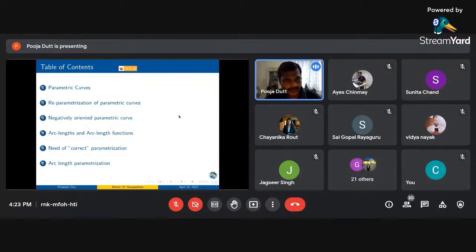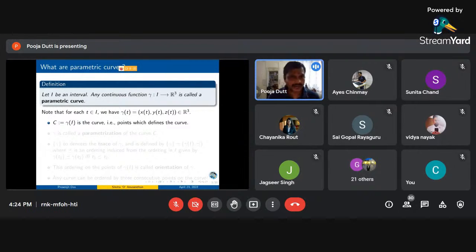So this is my plan of lecture. First, I will start with parametric curves, their definition and examples, then reparameterization of parametric curves, then negatively oriented parametric curves, following arc length and arc length functions, and the need to have a correct parameterization, which would be arc length parameterization. So that's the plan.